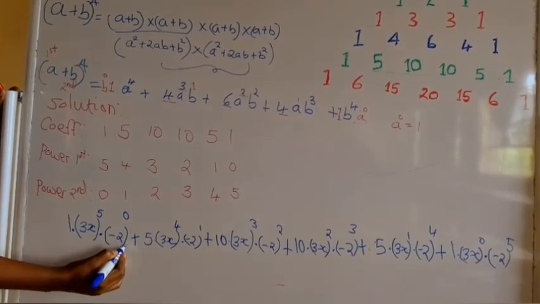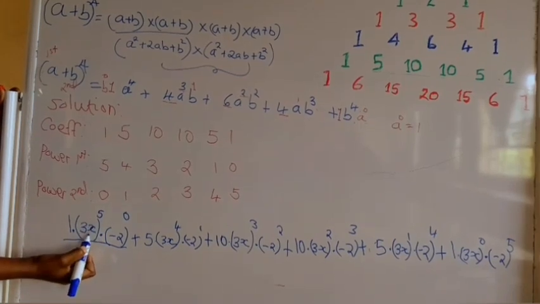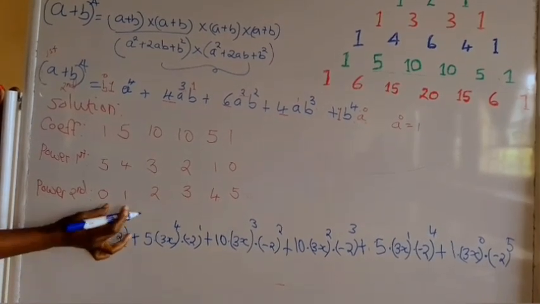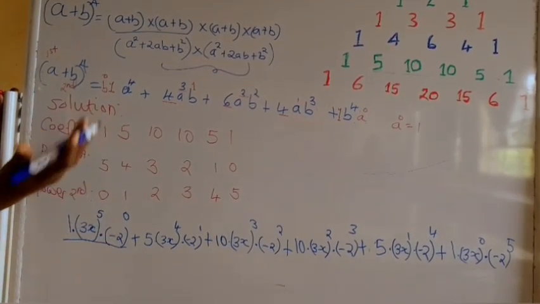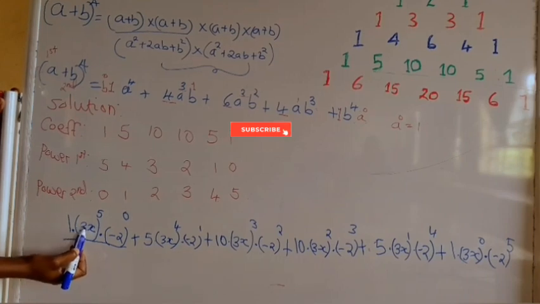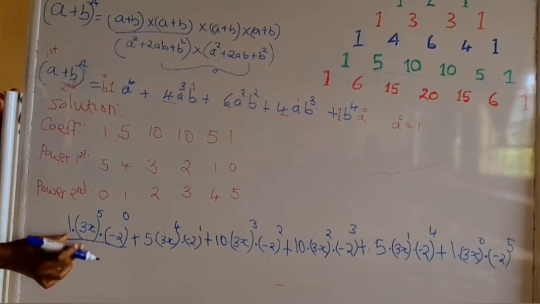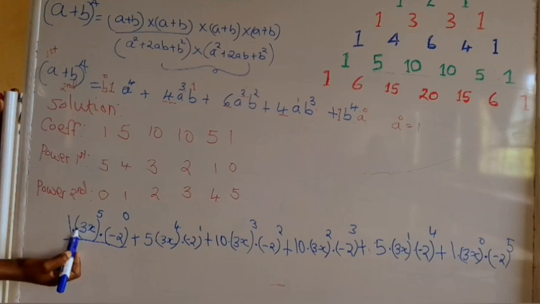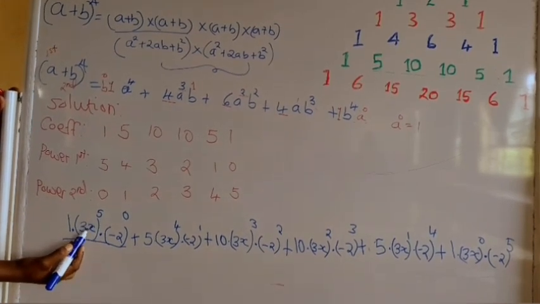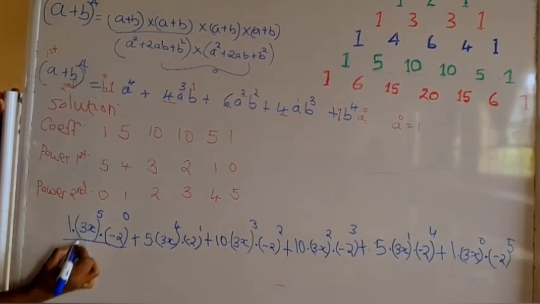Now we want to simplify this. 1 times 3x power 5 times negative 2 power 0. So in this case, negative 2 power 0 is 1. So it's like 1 times 3x power 5 times 1. So in this case, we want to simplify 3x power 5. And for us to do that, we need to get the power. When we power 3 power 5, we get what, my friend? 243.